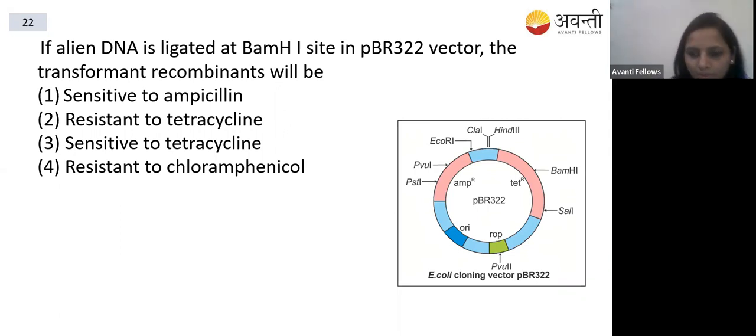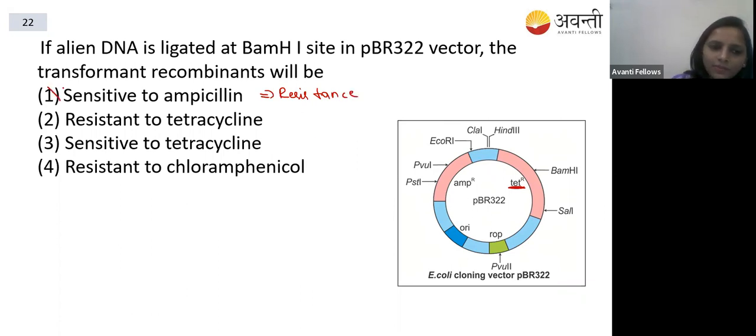Remember, guys, in the BamHI site there is a tetracycline gene, an antibiotic resistance gene, right? So what will happen? Let us see now. Sensitivity to ampicillin. No. In the vector there is an ampicillin gene, right? So there is no sensitivity. Resistance will happen, right? So it is resistance to ampicillin.